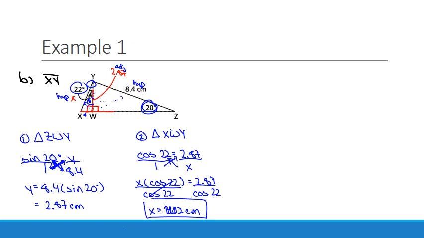I'm sorry, I wrote 3.12. I meant to write 3.10. So you might have been doing that at home, and been like, hey, what just happened there? That should be 3.1 or 3.10. Sorry about that, and that is my final answer.